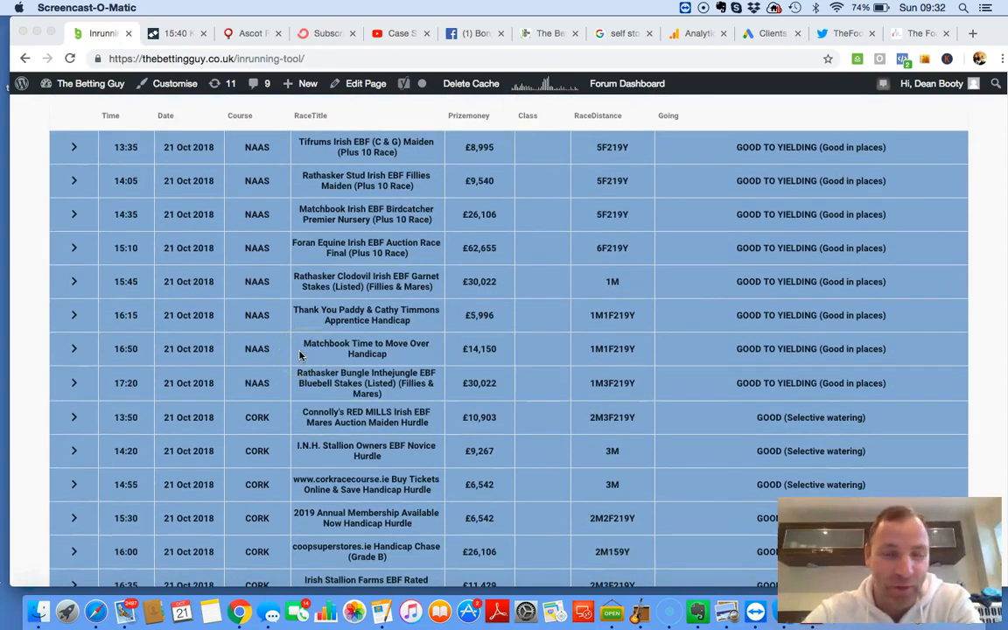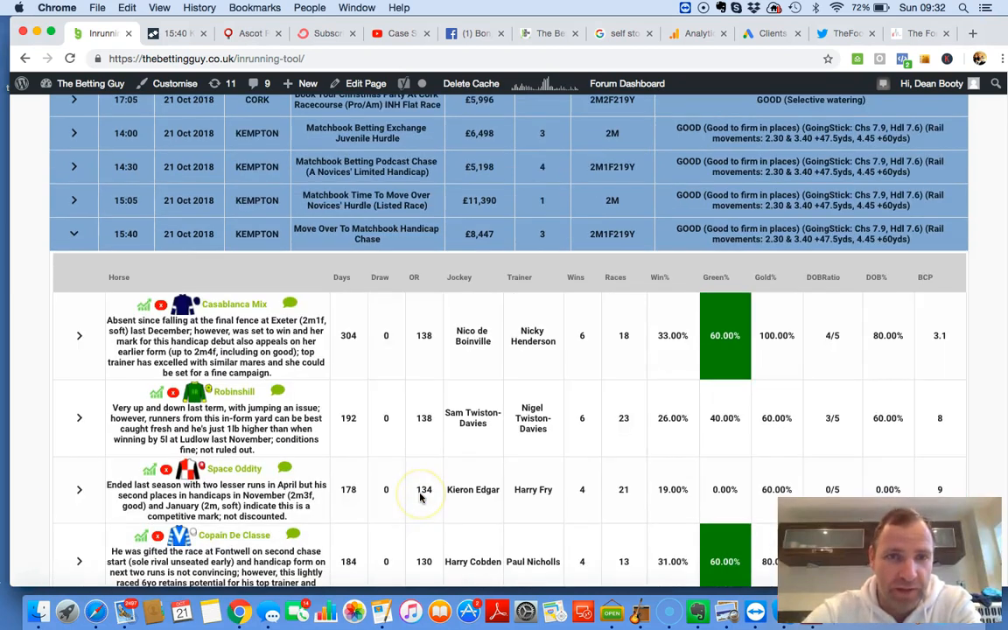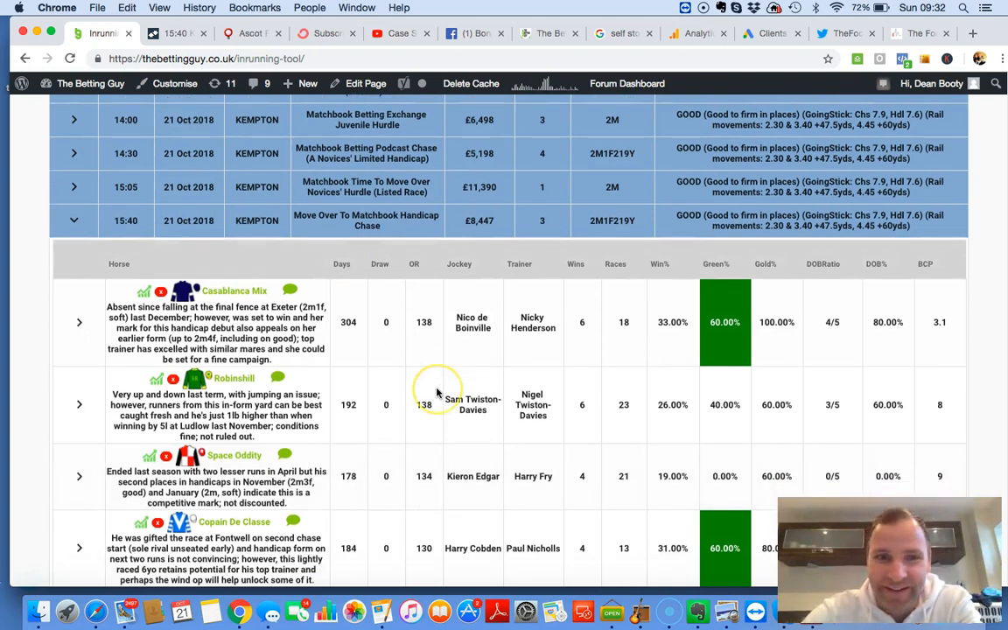So here's the racing tab. Hopefully you can hear me because the washing machine's on in the background. Uber professional as ever. Right, so we go to the 3:40 race at Kempton, just for example. Happens to be Matchbook Handicap. I'm sponsored by Betfair, so please just ignore that.